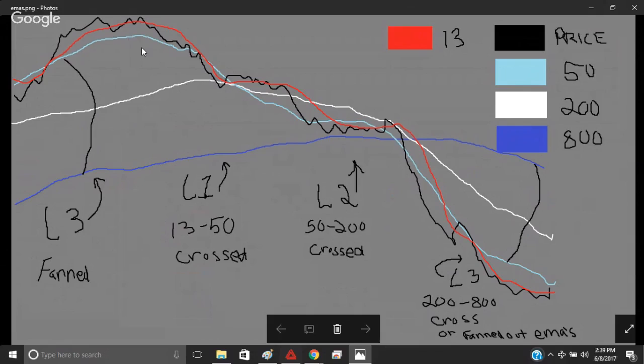Now, how do you know that you are in level 3? The EMAs will look one of two ways. They will be spread out like this, or they will be bunched up like it is in here. But a lot of the time they will spread out.